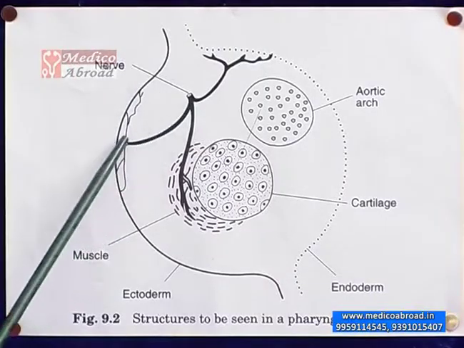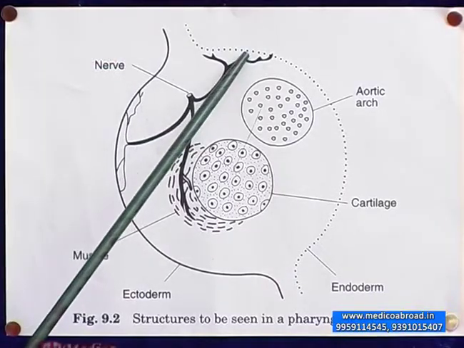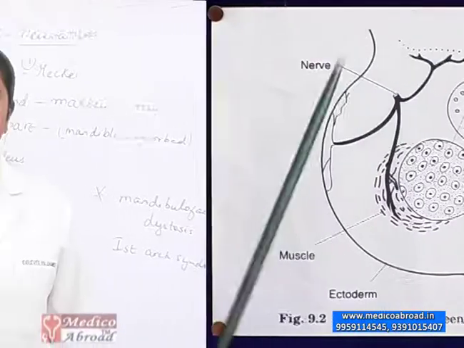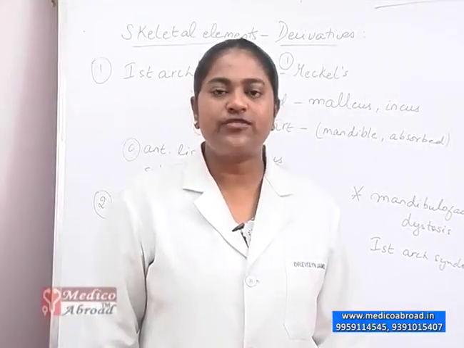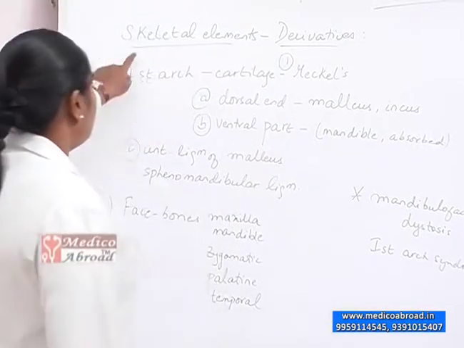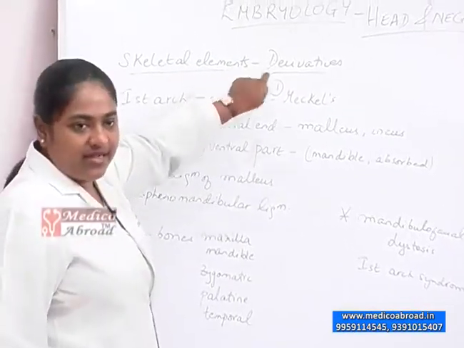comes from the same nerve, and the endodermal supply also comes from the same nerve. Let's look at the derivatives of the skeletal elements from the mesodermal arch. The skeletal elements and their derivatives.